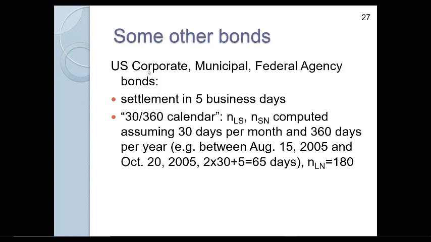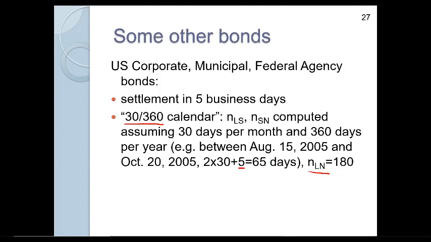Now there are some conventions about the calendar. One of the most popular conventions is this 30 over 360. There you assume that every month has 30 days and that the year has 360 days. So in this case, for example, if you're between August 15 and October 20, then you're going to have exactly 2 times 30 from August 15 to October 15, plus the 5 days from October 15 to October 20. So in total, you're going to have 65 days. And in this case, NLN is always going to be equal to 180.